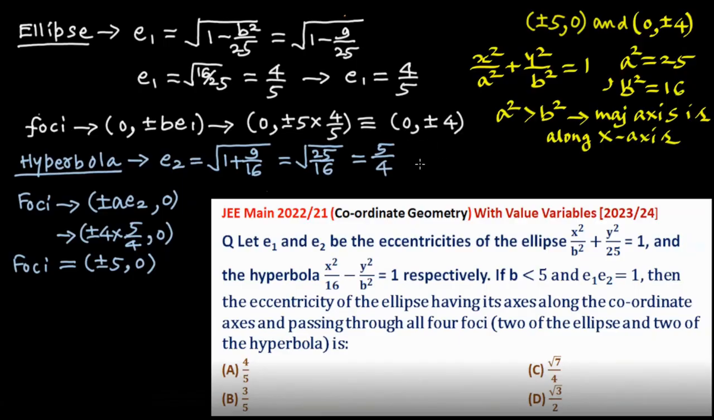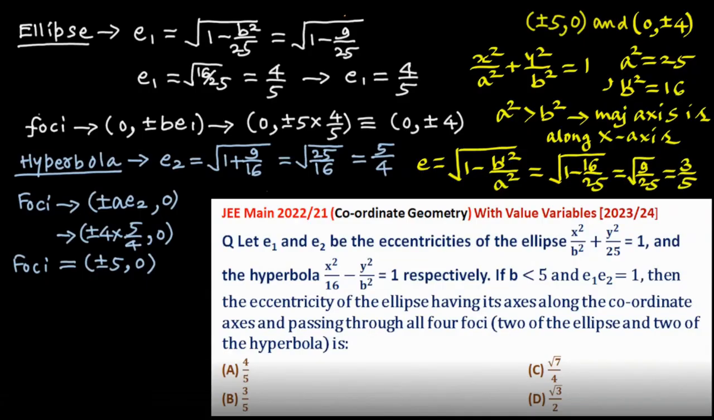Its eccentricity e will be square root of 1 minus b dash square upon a square, square root of 1 minus 16 by 25, square root of 9 by 25, 3 upon 5. Hence, the correct answer option here is B, 3 upon 5. This one here.